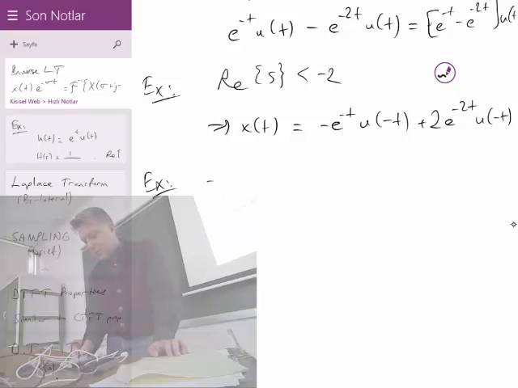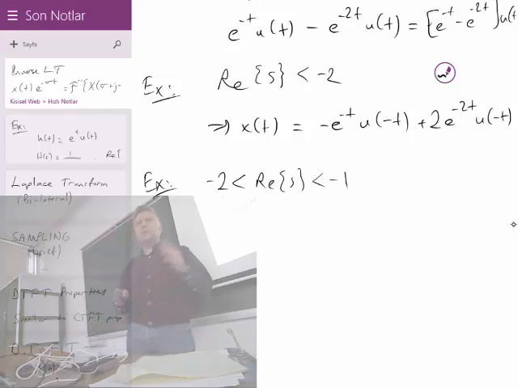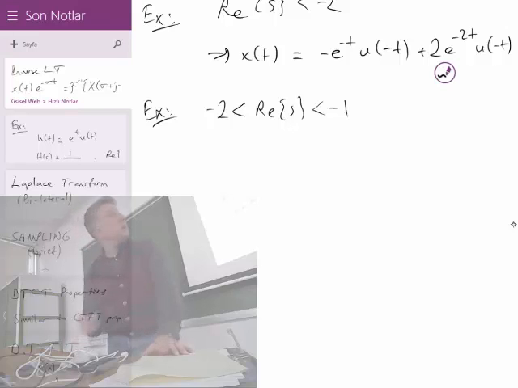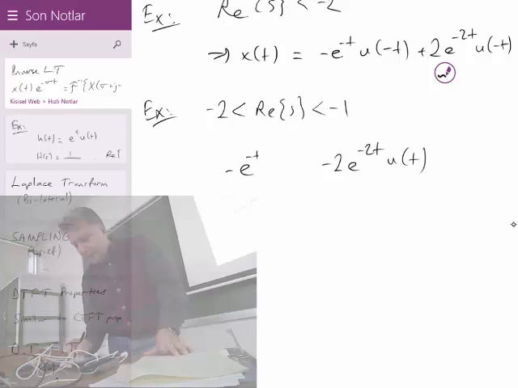and just another one, real part of s between minus 2 and minus 1. This is also something which doesn't have a Fourier transform. Nevertheless, it has a Laplace transform inversion corresponding to the right hand sided version corresponds to the pole at -2. So let's make it as it is, which was 2 e to the -2t u of t, and the other one would be left hand sided, therefore it must be minus e to the -t u of -t, and this will be x of t.